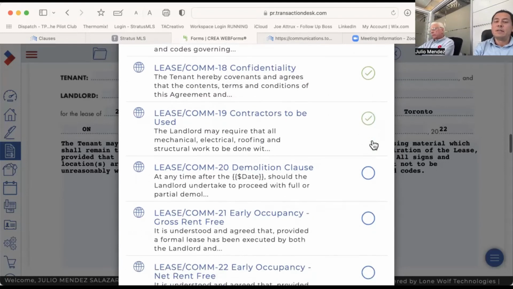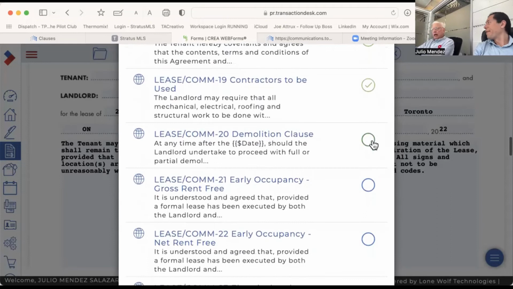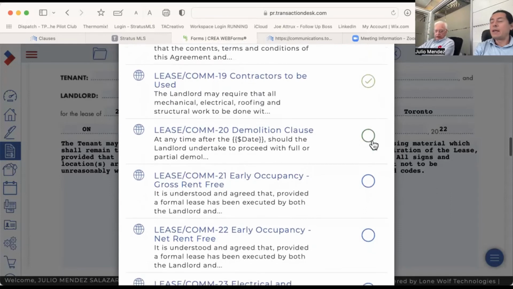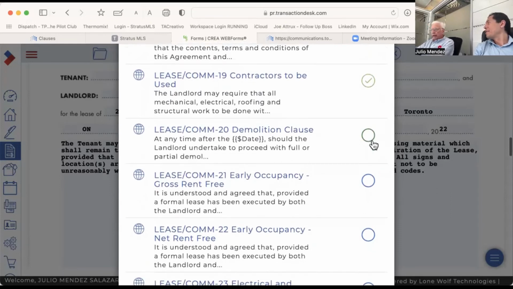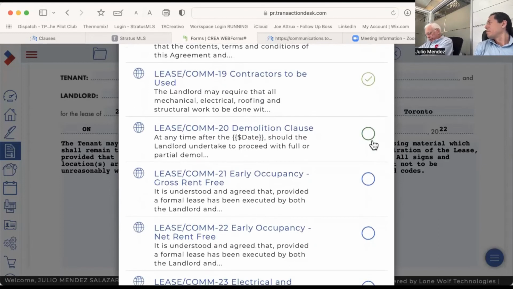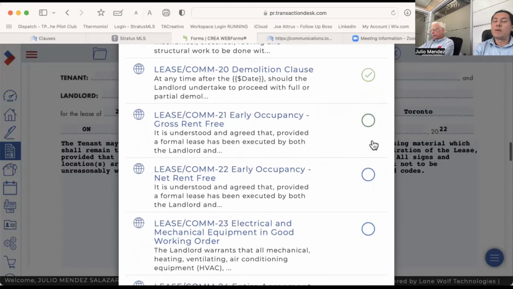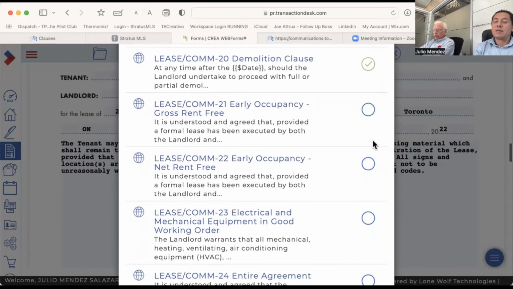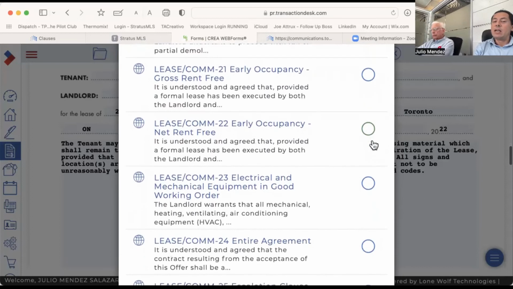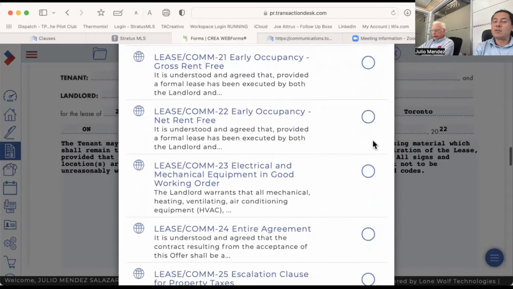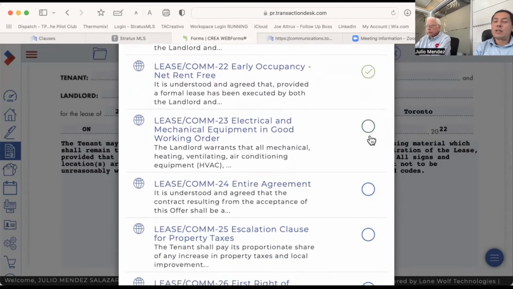Demolition clause is already there. Well, yes, they can add it. I wouldn't add it. The landlord would sign the agreement to lease back to the tenant with that clause in there, so we might as well add it because we know it's coming. Early occupancy. Negotiable. Early occupancy, net rent free. So yes, we know there's 2 months.